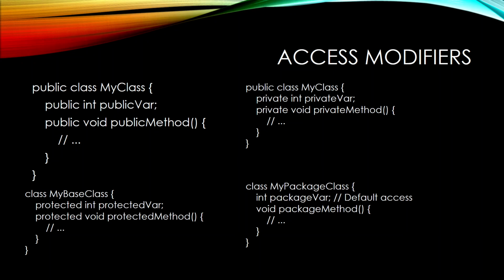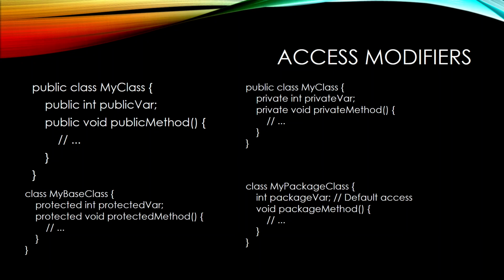Public. Members declared as public are accessible from any class and package. There are no restrictions on accessing public members. Private. Members declared as private are accessible only within the class where they are defined. They are not accessible from outside the class, even from a subclass in the same package. Protected. Members declared as protected are accessible within the same class, subclass, and package. They are not accessible from classes outside the package unless they are subclasses.